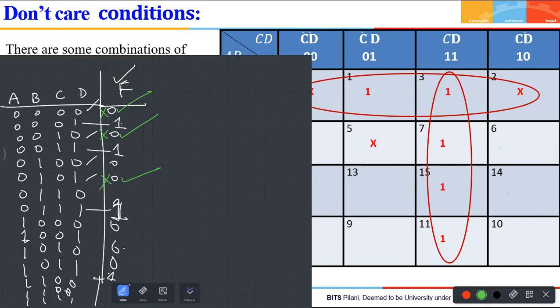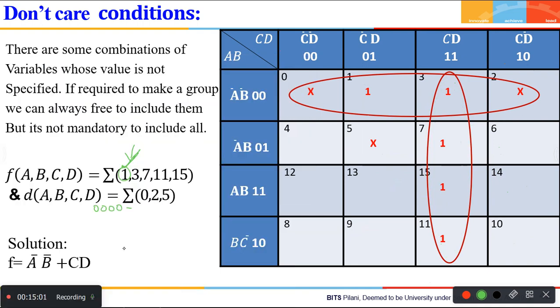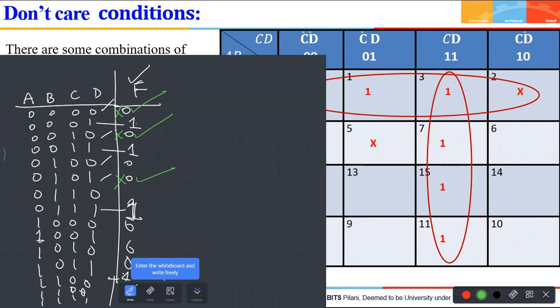Now, if I say that 0, 5 are don't cares, that means instead of 0, I am going to put x here. That means it is either 1 or 0, either 1 or 0, right? That's why we call that a don't care condition. And when the don't care condition comes, for this particular input, I am not bothered about my output at all. Have you understood this?